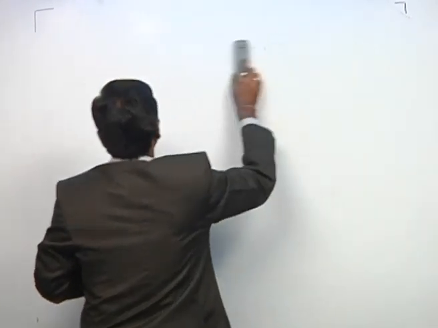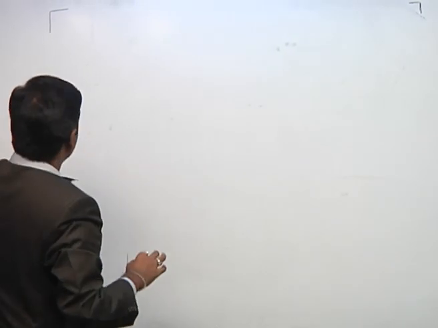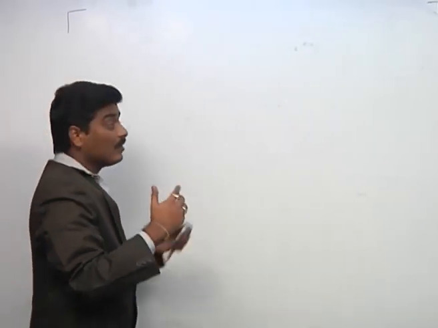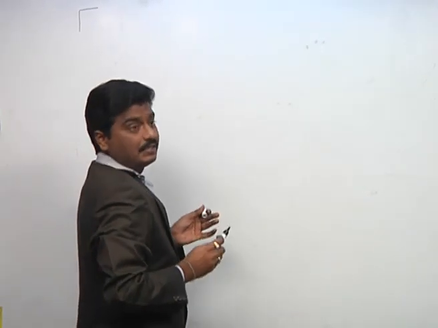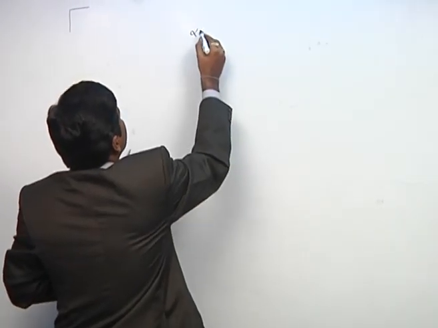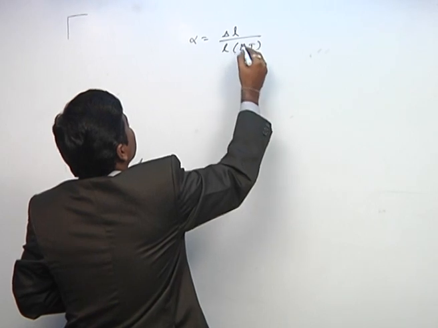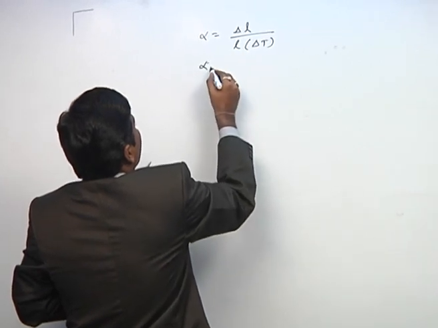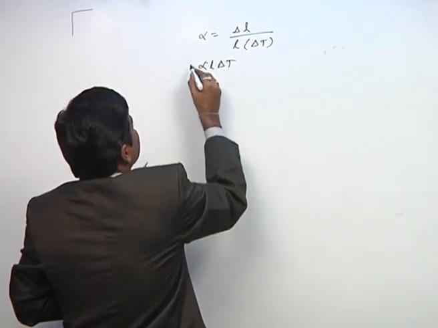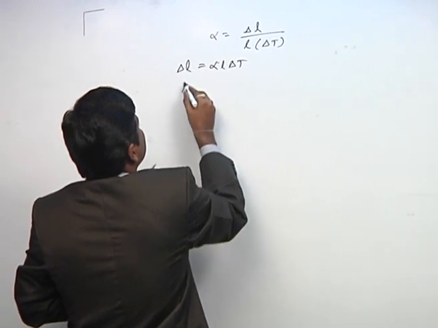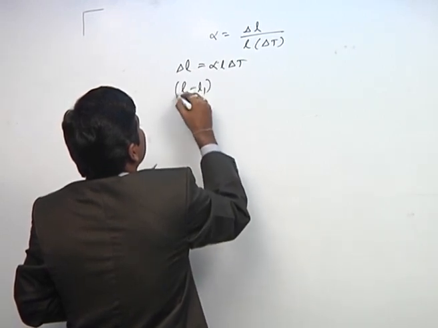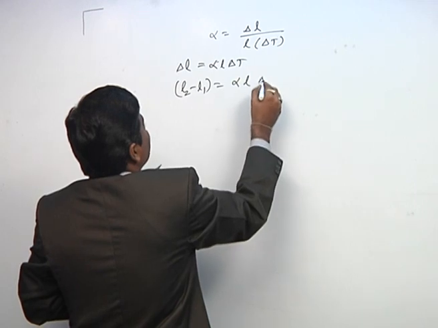So in the competitive exams, they are asking the questions based on application of this particular expansion of solids. See, alpha is equal to delta L by L into delta T. See, the next one, alpha L into delta T is equal to delta L. This can be equal to L2 minus L1 is equal to alpha L into delta T.